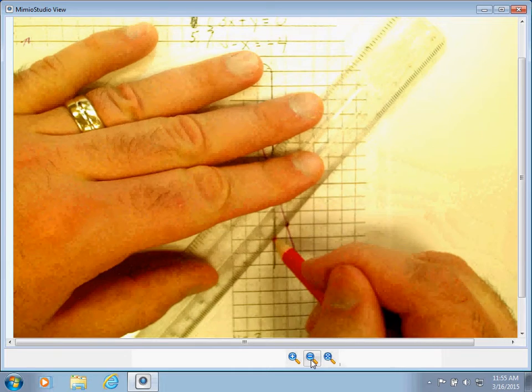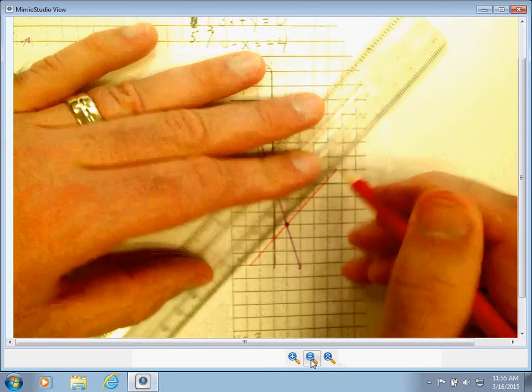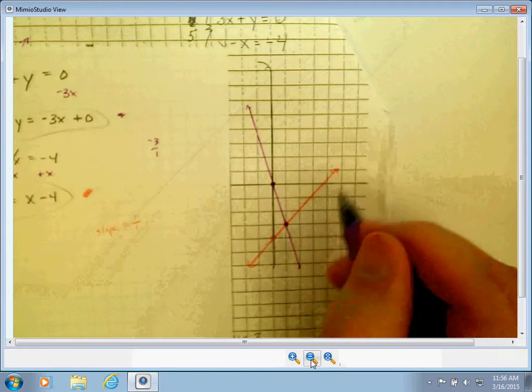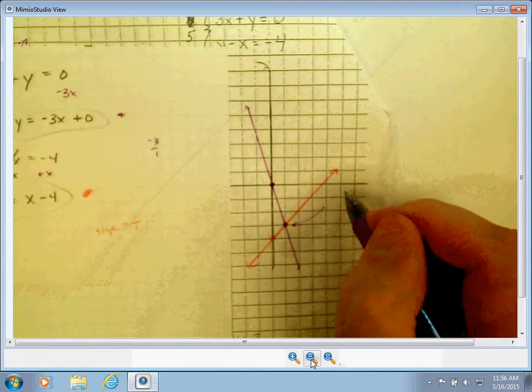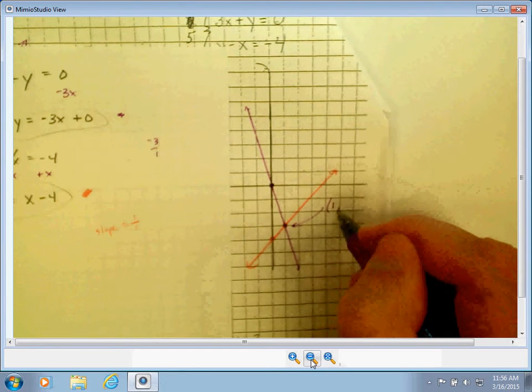So you can see that the intersection is actually right at that one coordinate point. So we need to figure out what its coordinates are, and we'd be done. If you go over 1 and down 3, that will be 1 comma negative 3.